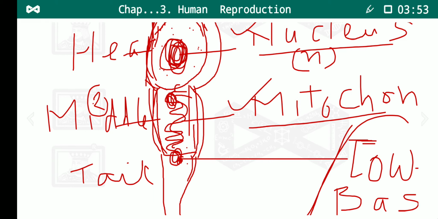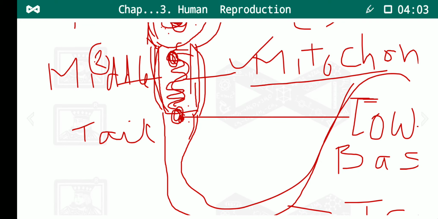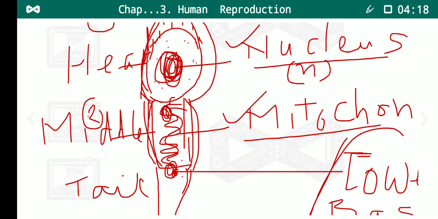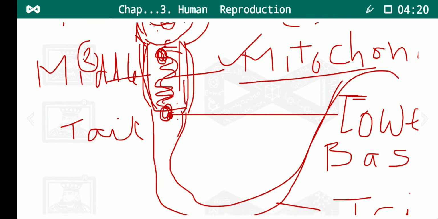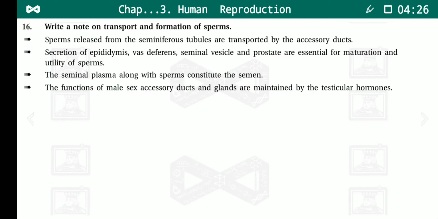During fertilization, the head region and the middle region enter into the ovum, and the tail is cut off outside the ovum. This tail is only helpful to give movement to the sperm, and with the help of this tail the sperm is able to reach near the ovum. This is the function of the tail. So this is the structure of the sperm.